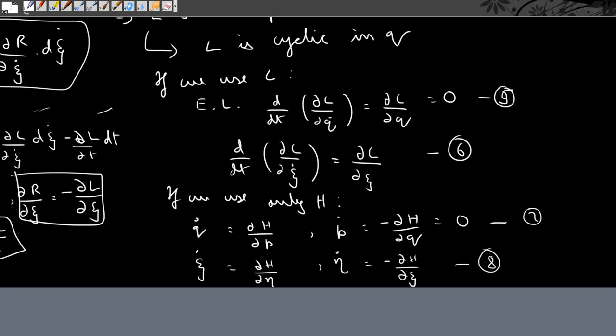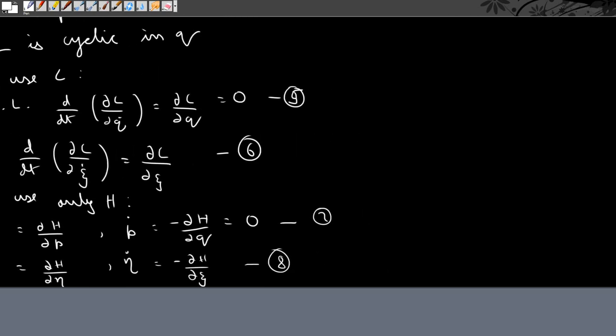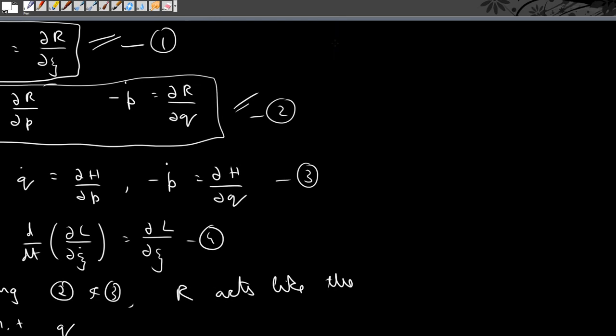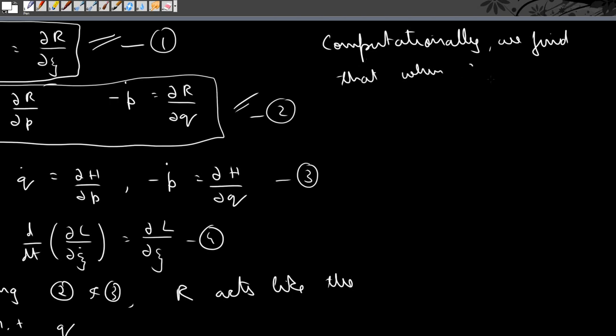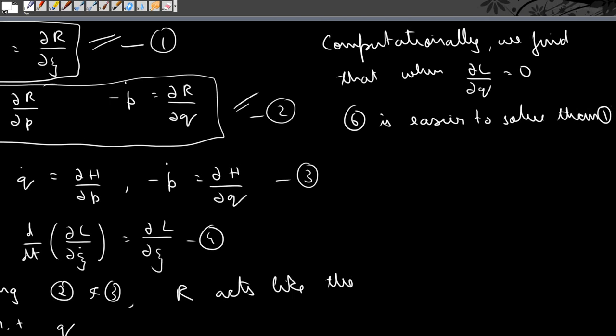Now, computationally speaking, we find that when dou L by dou Q equals 0, the equation 6 is easier to solve than 5.